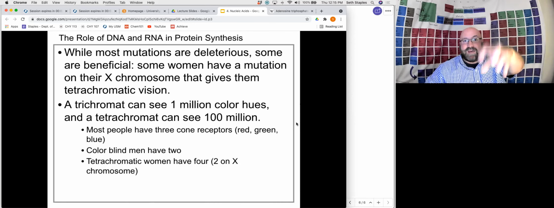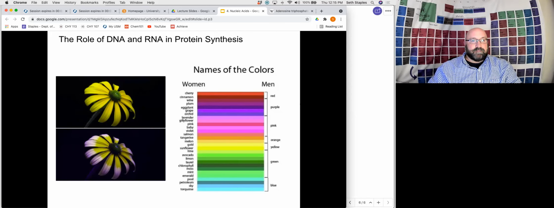Whereas in women, if they get passed along a mutation where they only have 2 of these receptors, their other X chromosome might be able to make up for that. And so it's much less common in women. Anyway, tetrachromatic women end up having 4. They have 2 on each X chromosome. That can lead to really cool things like this. So instead of seeing this black-eyed Susan like this, they might see it like this, which is really cool.